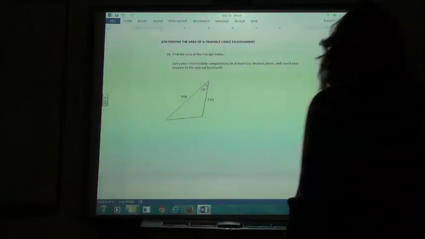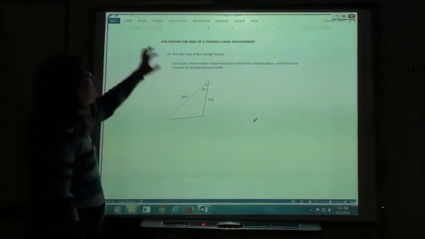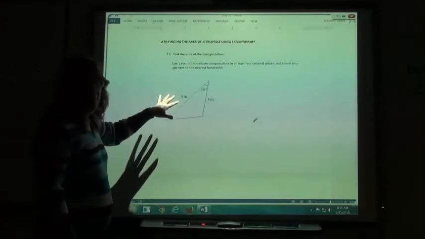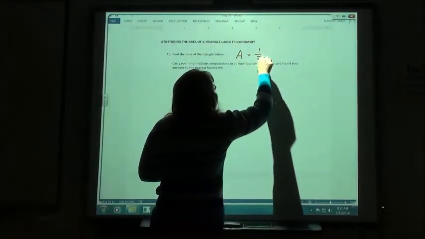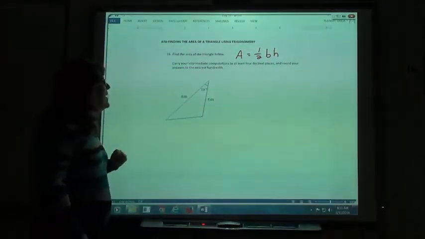Problems 16, 17, and 18, finding the area of a triangle using trigonometry. First of all, if you remember back from geometry class, the area of a triangle is half the base times the height. So we want to draw the height into our triangle.